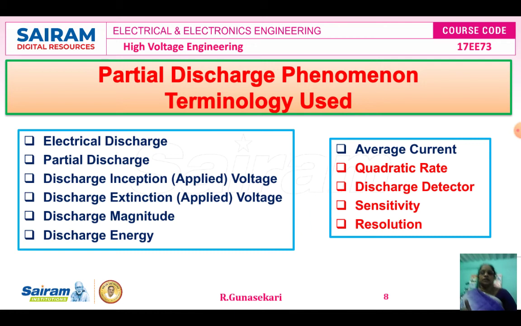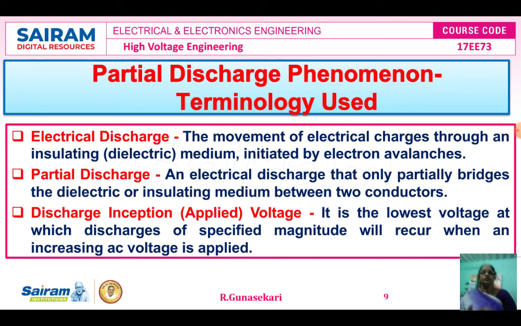They are electrical discharge, partial discharge, discharge inception applied voltage, discharge extinction applied voltage, discharge magnitude, discharge energy, average current, quadratic rate, discharge detector, sensitivity, resolution. Now we studied in detail the terminology used in the partial discharge phenomenon. First one is electrical discharge.